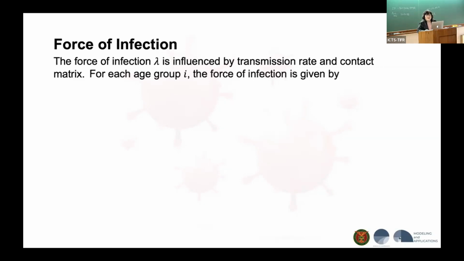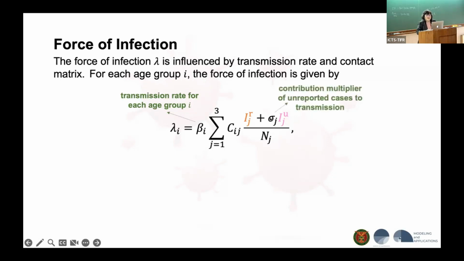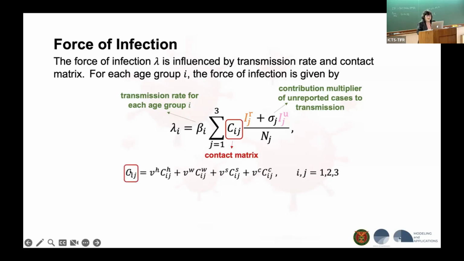Here we define our force of infection. The force of infection lambda is influenced by the transmission rate and also contact matrices. For each age group i, the force of infection is given by the following formula. And here, beta is the transmission rate for each age group. And sigma j is the contribution multiplier of unreported cases to transmission. And of course, capital N is the total population of age group j. And C sub ij are the contact entries of a contact matrix. And this C sub ij is computed by using this formula, the sum of these four terms.